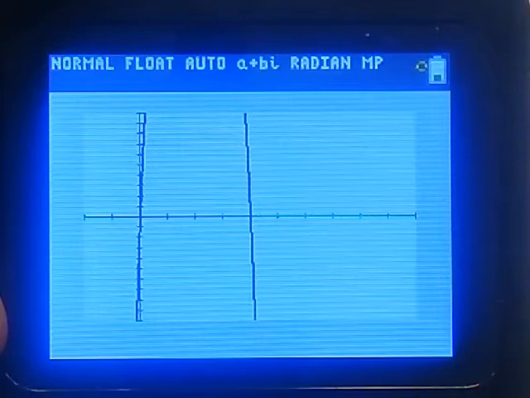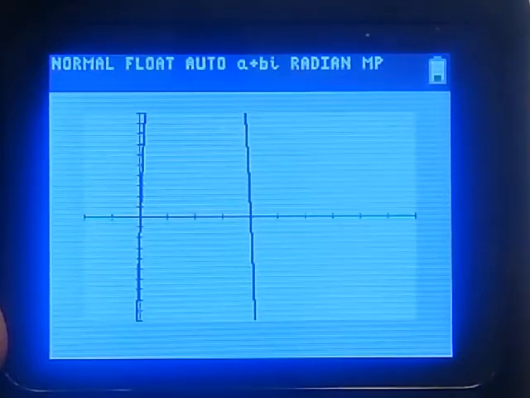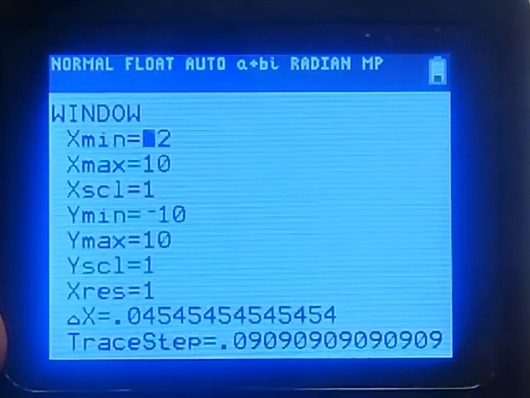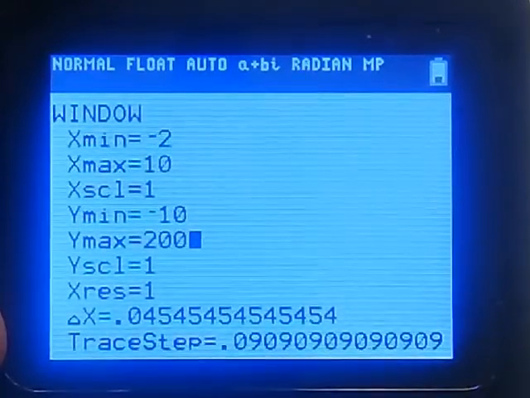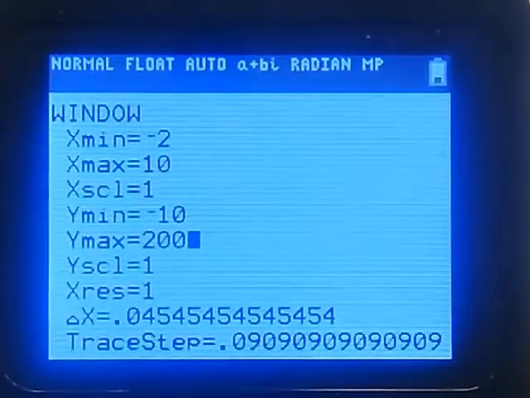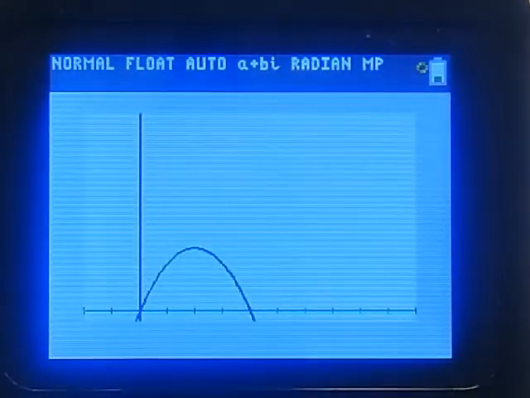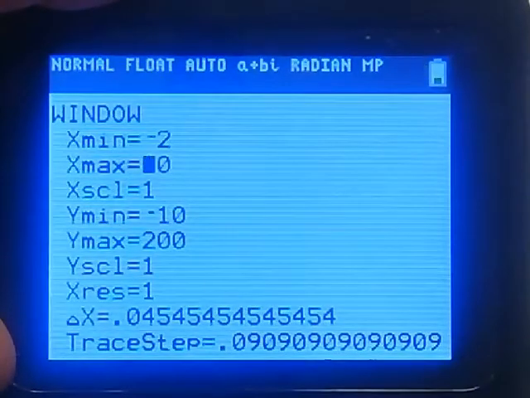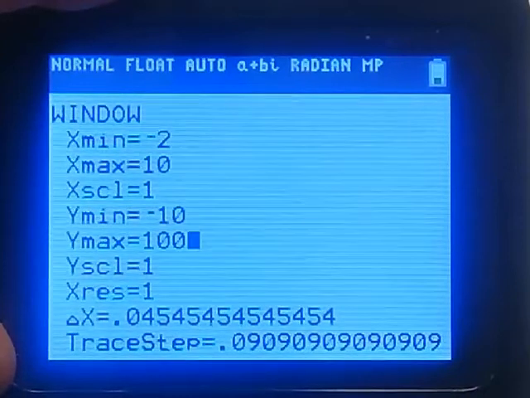Okay. Now also, it would be nice if I could see the top of this graph. So let's go ahead and change the window setting to Y max. Let's put 200 in here. I don't know if that's too high or right, but let's go ahead and graph it. There we go. That's probably higher than needed. Let's change that to 100. So I'm going to change my Y max to 100, and I get a good look at my picture.